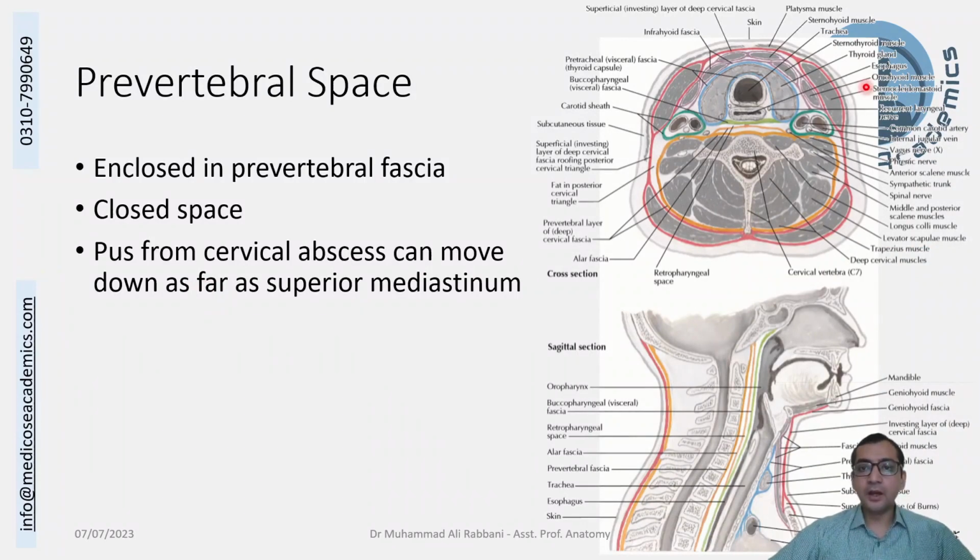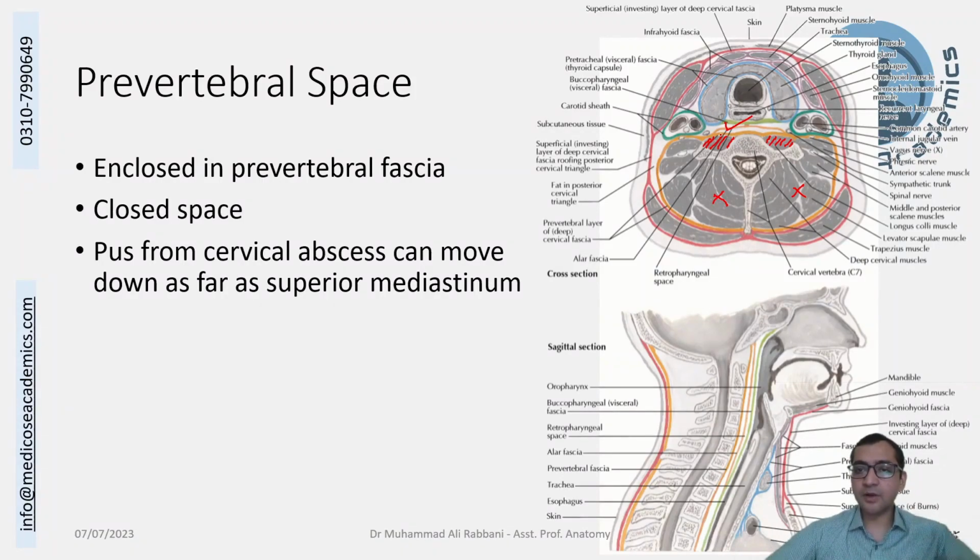Prevertebral space. When we are talking about prevertebral space, especially in Snell and the undergrad books that we are reading, we are talking about the space on the anterior aspect, this space. We are not talking about the whole of this space. Let's talk about this only. From now on, when I'm talking about the prevertebral space, I will be talking about this.